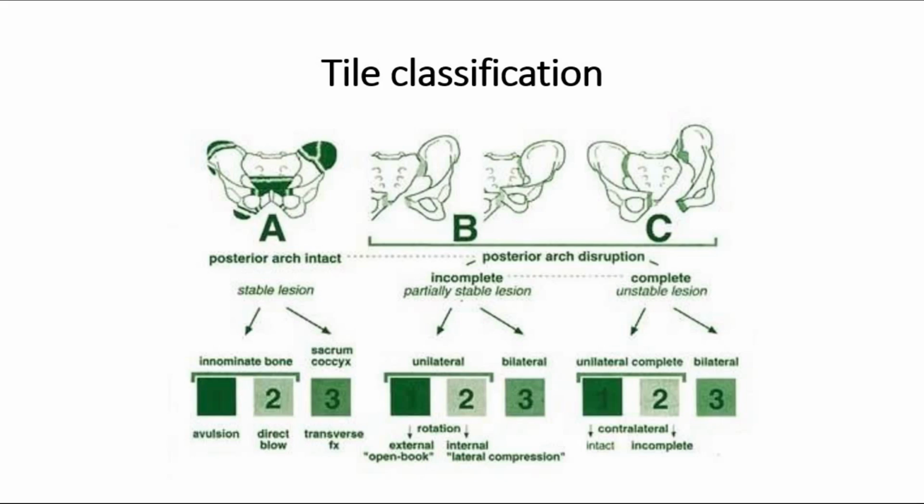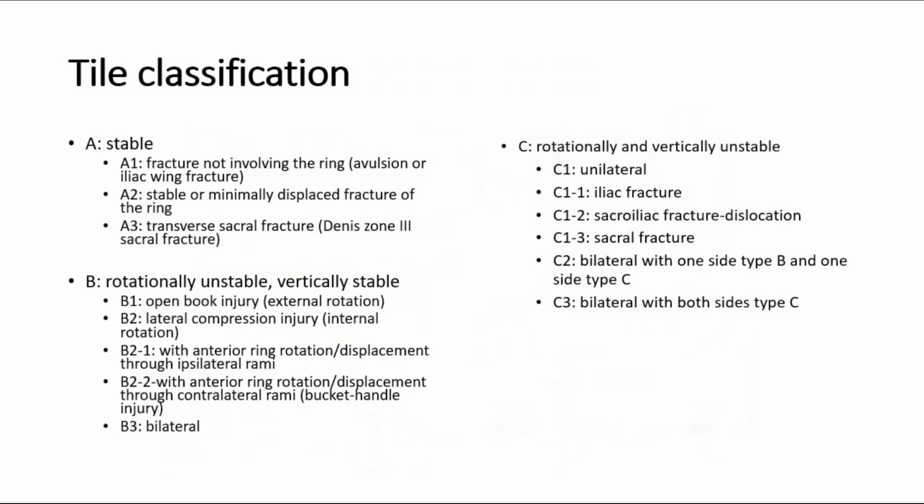Class C is rotationally and vertically unstable. C1 is unilateral, C2 is bilateral with one side B and one side C. C3 is bilateral with both sides C. The other classification is the Young Burgess classification.